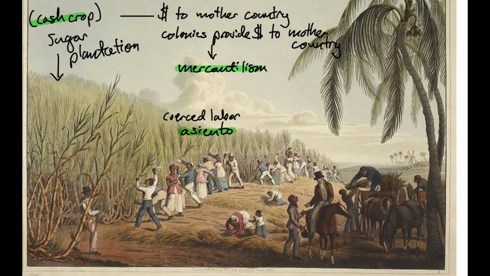Now we know that under the asiento, conditions were harsh and brutal. Okay, for instance, how long did people tend to live on these sugar plantations? 2 years. Yeah, about 2 years. So we have a high death rate. We have brutal conditions, long hours. Okay, and not being able to live long enough to naturally repopulate.